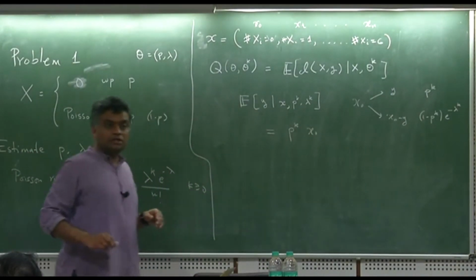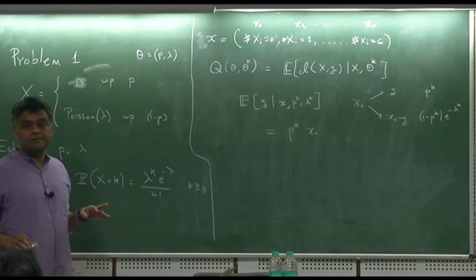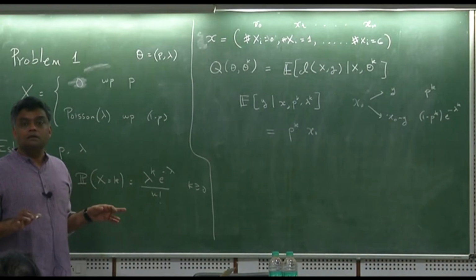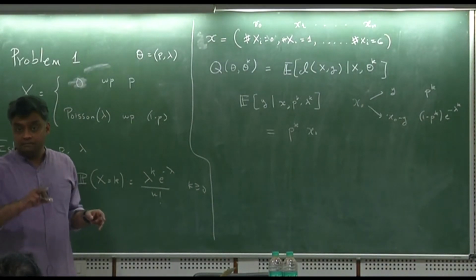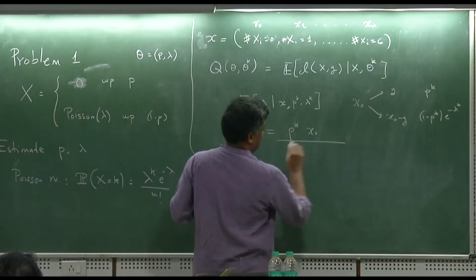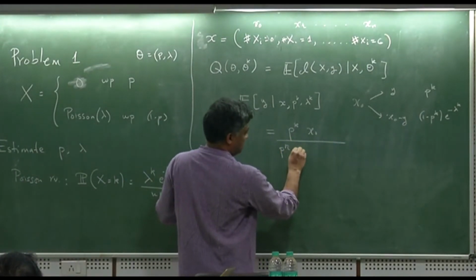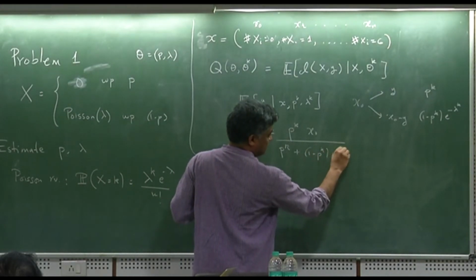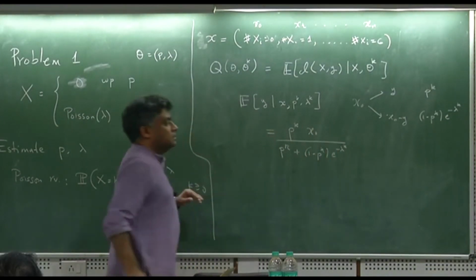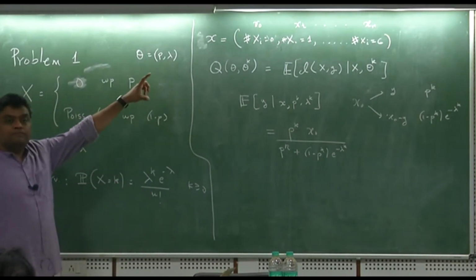That's it? You think that's enough? That's not quite right. Divided by what? Total probability. Perfect. Pk plus 1 minus pk e to the minus lambda k. So it would have come from two different proportions.